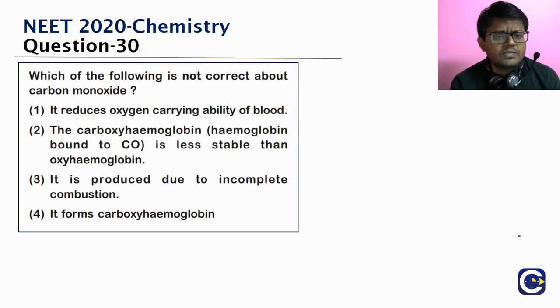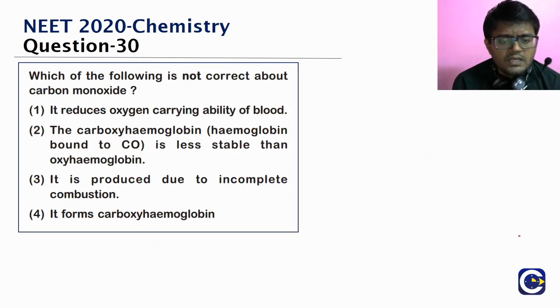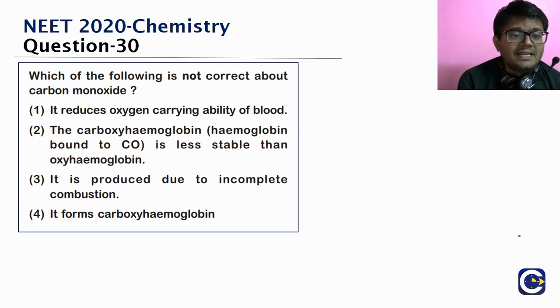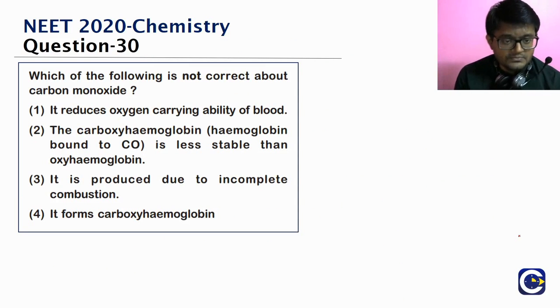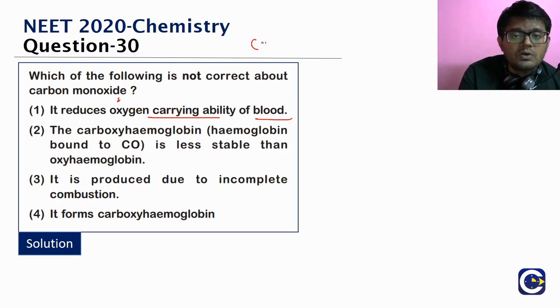Now we'll move on to the next question. Question number 30. This is a theoretical question based on the properties of carbon monoxide. Which of the following is not correct about carbon monoxide? Look at statement 1. We have to go through each of the statements, then only we can conclude the answer. What is statement 1? It reduces the oxygen carrying ability of the blood. Carbon monoxide will combine with the hemoglobin to form what?